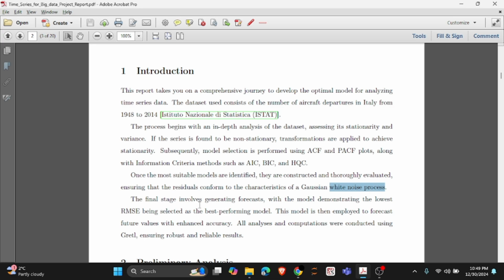In the final stage, because the data will be split into train and test sets, the test set will be used to check the model. The model with the lowest root mean square error will be selected as the best performing model, and this model will be used to forecast future values with enhanced accuracy. All the analysis is computed using the application Gretl, ensuring robust and reliable results.